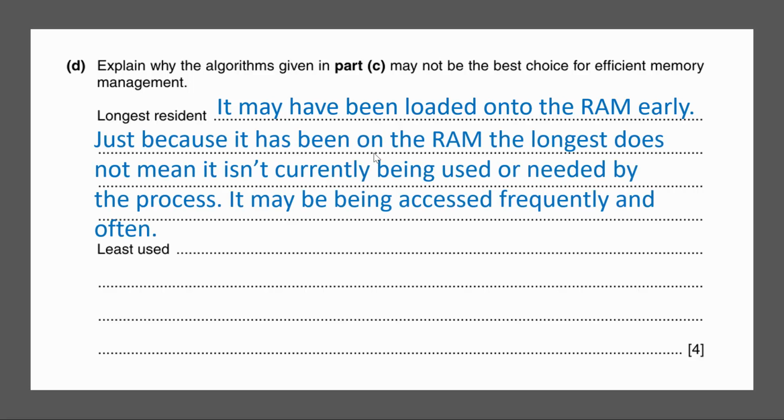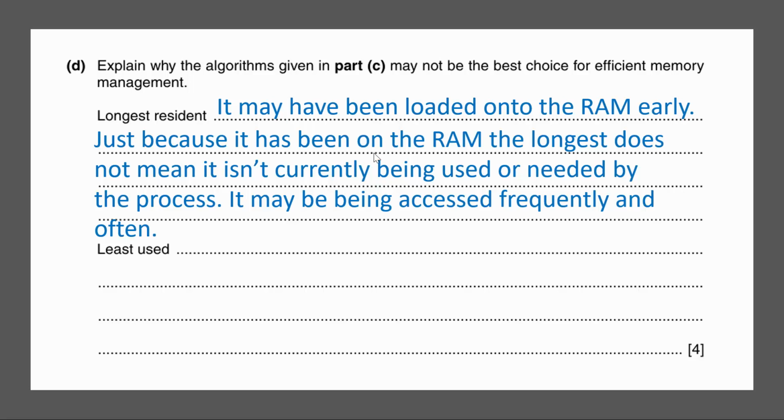But just because it's been on the RAM the longest, that doesn't mean it is currently being used or needed by the process that it's currently executing. It may be being accessed frequently and very often. So just because it's the longest resident doesn't mean it doesn't need to be used. If it's being used frequently and often, I'm going to have to switch it from the main memory to the hard drive and then back from the hard drive to the main memory, back and forth, back and forth. This is going to bring the performance of my computer speed way down and also cause disk thrashing, which could cause my hard drive to fail prematurely.